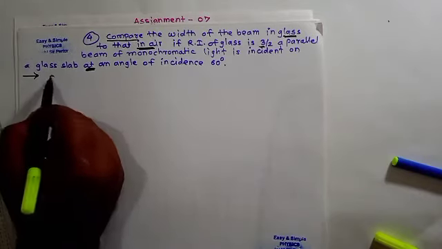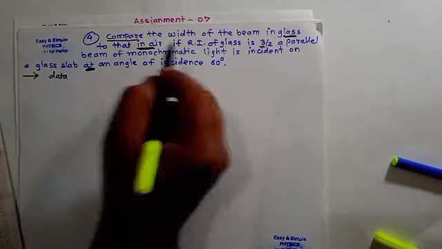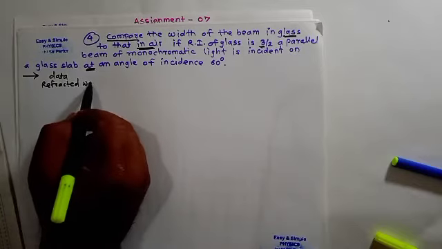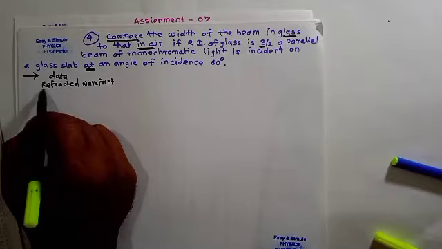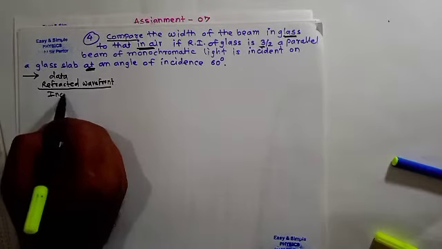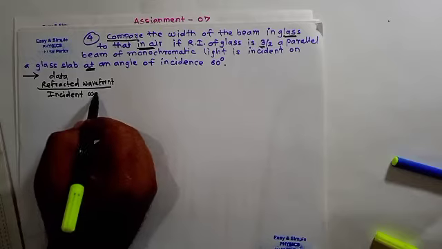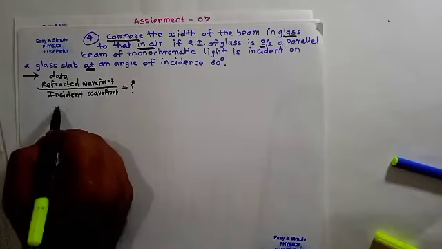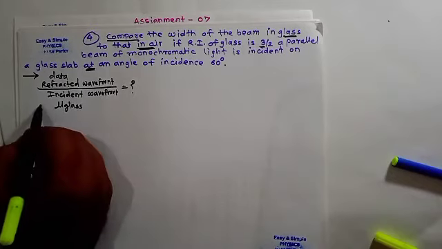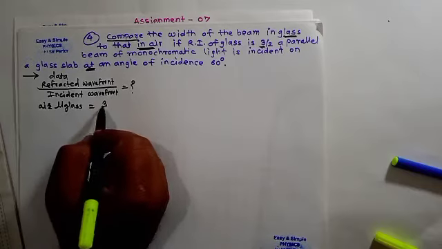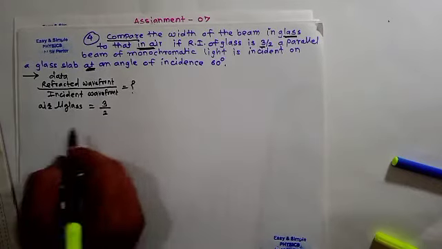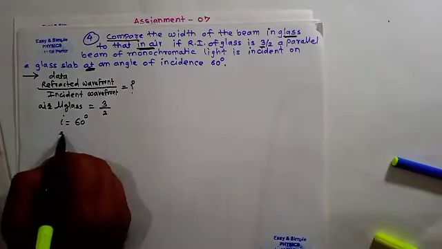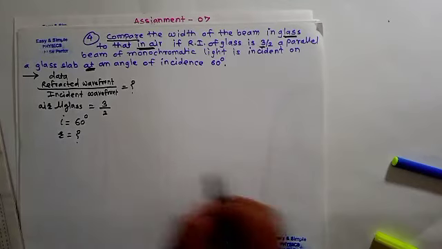So the data will be: comparison, meaning refracted wavefront divided by incident wavefront, question mark. Refractive index is given for glass with respect to air as 3 upon 2, and the angle of incidence is 60 degrees. So first of all we can find out the angle of refraction.